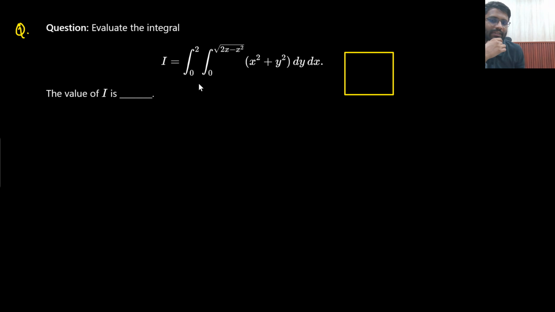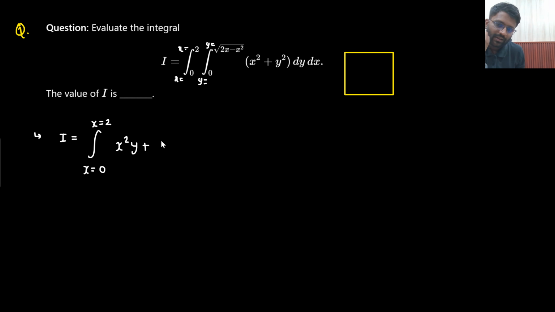Sir, it is a function of x. That means it has to be a limit of y, and then this has to be a limit of x. So if someone directly wants to start, how will he start? Sir, first of all, I will integrate with respect to y, keeping x as it is. So x square y, and here the integration will be y cube by 3. And then, sir, I need to put the limit.